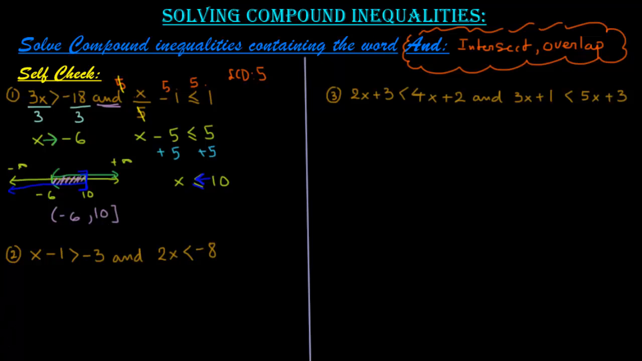Now in problem 2, it's straightforward, no fractions, so go ahead and isolate the x by adding 1 on both sides. Then we will have x greater than negative 2. And on the right side, we just need to divide by 2 on both sides. Then you will have x less than negative 4.